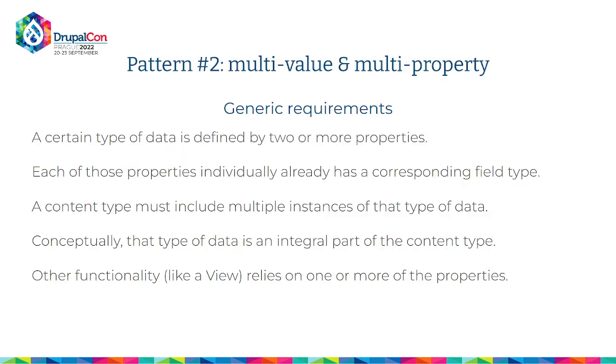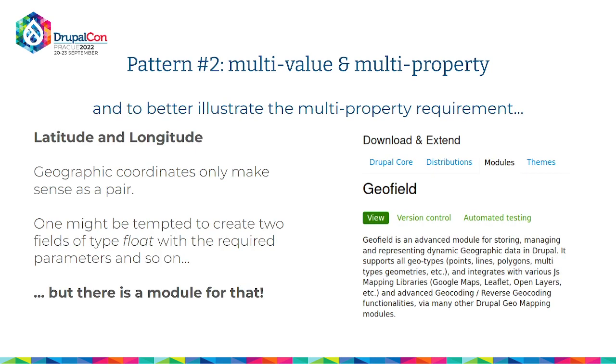If we take yet another pattern, where we have a multi-value field that has multiple properties, you have a certain type of data, two or more properties. Normally, for each one of those individually, you could find a field. The content type, of course, must allow multiple instances of this. That's your multi-value field. And this is an integral part of your content type. And you also have something like a view relying on one or more of these properties. And of course, if you're thinking multi-property, latitude and longitude will be an excellent example.